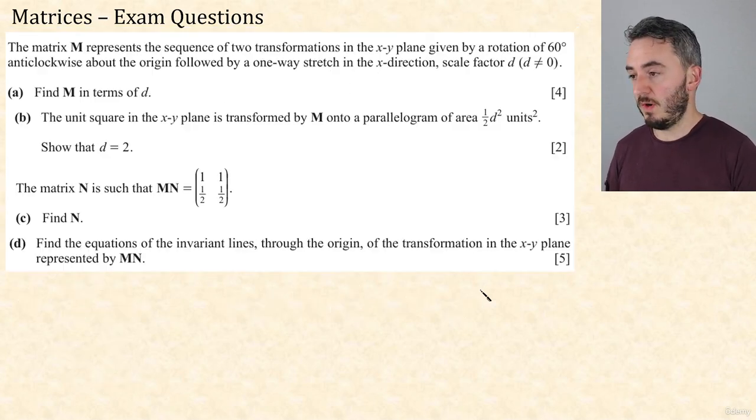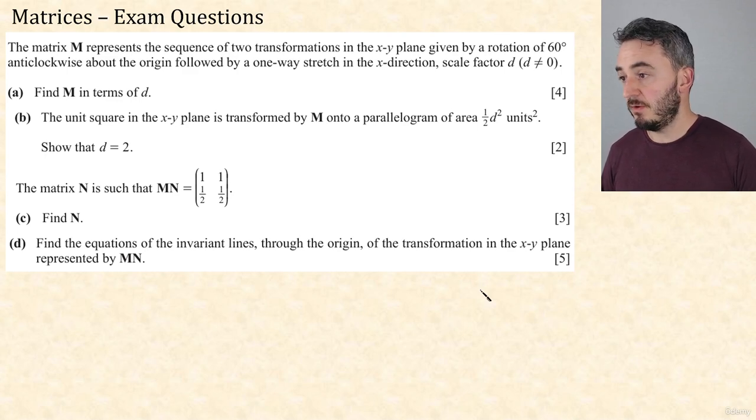Okay, on to some longer questions. Again, pause the video and have a go at this one. Big one, right? So 14 marks. Okay, the matrix M represents the sequence of two transformations in the xy plane given by a rotation of 60 degrees anti-clockwise about the origin, which you just saw in the last question, but pretend you hadn't, followed by a one-way stretch in the x direction with scale factor of d, and d is not 0. Find M in terms of d.